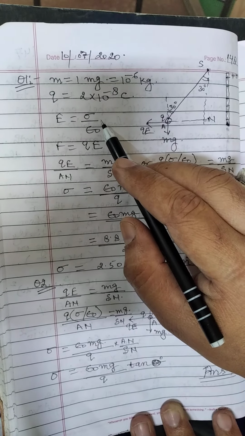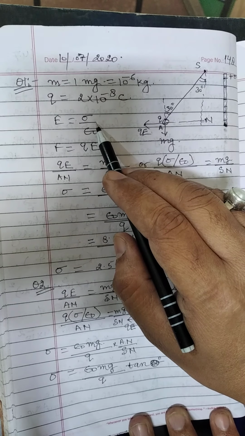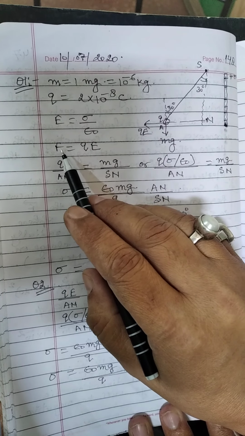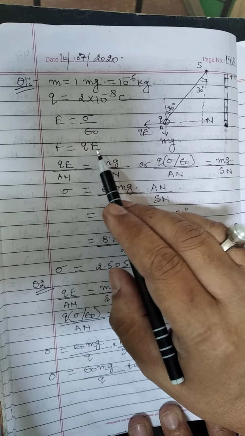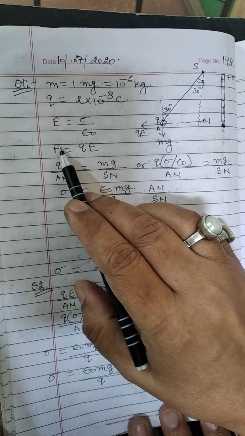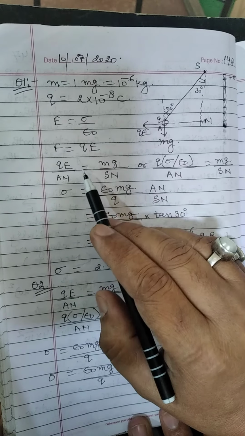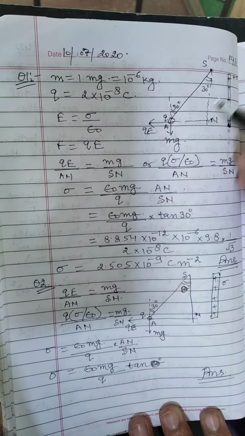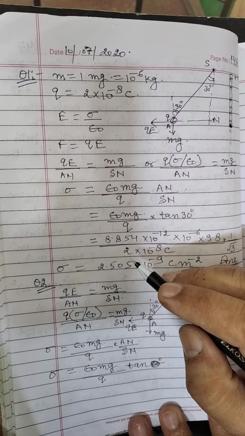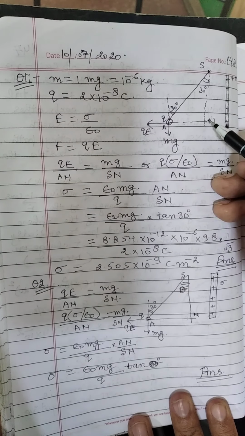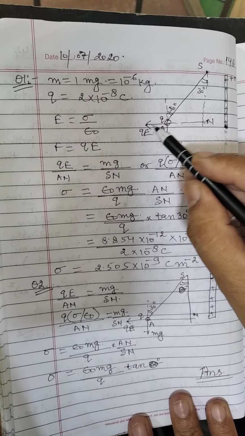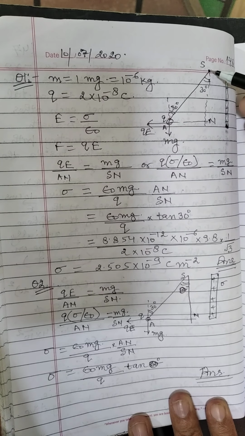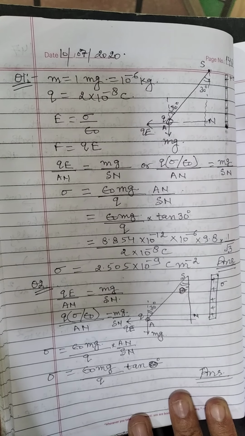This is the second application of Gauss's law. I think the formula is remembered by you, and F is equal to Q into E. This is the definition of the electric field: the electric field is equal to the force exerted on a unit positive test charge, that is E equal to F upon Q. So here if you apply this similar triangle formula, that is QE upon AN is equal to mg upon SN. This is from the symmetry.